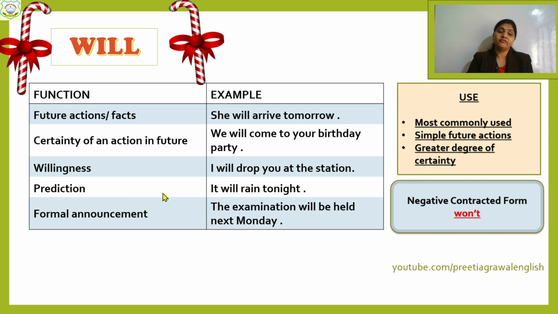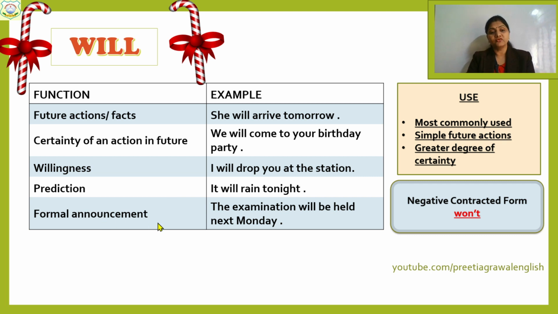For prediction also. Prediction means when we are just predicting anything, अनुमान लगा रहे हैं जब. It will rain tonight. You know, so for prediction also. Prediction, you understand, bhavishyavani. So whenever we are predicting anything, we can use will.